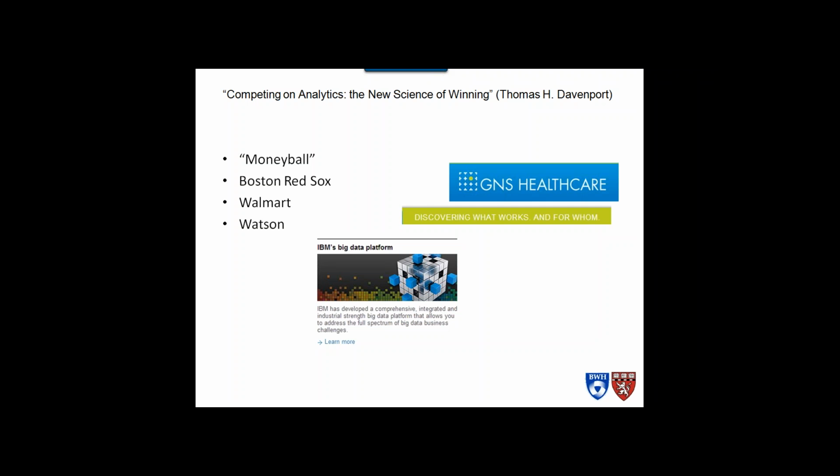Now, one book on big data, which I would commend to all of you, is a book called Competing on Analytics, The New Science of Winning, which is by Thomas H. Davenport. And in that book, he goes through a number of examples. One of the examples he talks about focuses on Moneyball, which is both a very good book and a popular movie.